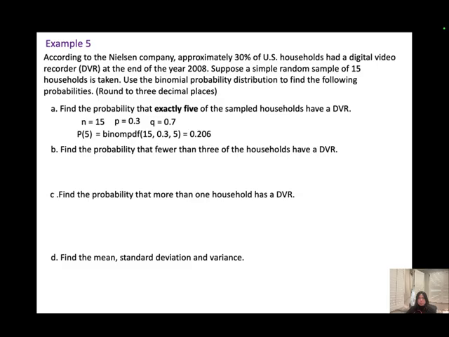B. Find the probability that fewer than 3 of the households have a DVR. So fewer than 3, that will be x strictly less than 3. X less than 3 means you're looking for P of 0, P of 1, and P of 2. So we need to use the binomCDF, since binomCDF calculates the cumulative probability from 0 to the x, which is going to be 2 here. You should get 0.127.